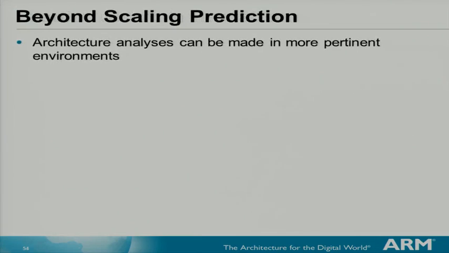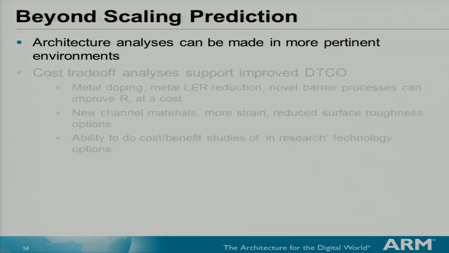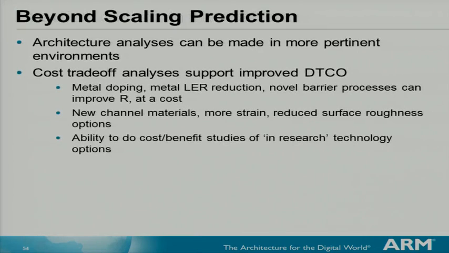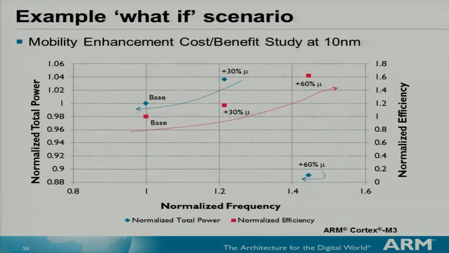In addition to just doing scaling predictions, we can do architecture analysis, which is in more pertinent environments. And we can do cost trade-off analysis to support DTCO. For example, a lot of research is going on in reducing the back-end-of-line parasitics, reduction in resistances. A lot of research is going on to improve the mobility of these transistors. And we have the ability to do cost-benefit studies of these in-research technology options.